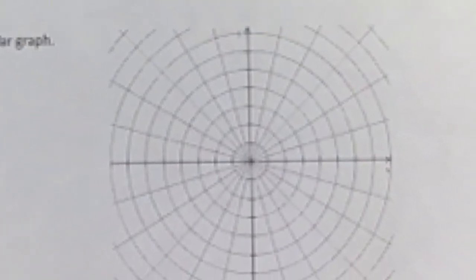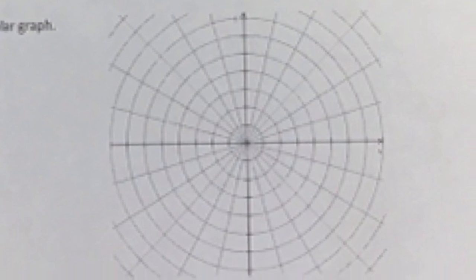We're going to plot them on this polar graph. So let's do some labeling. We have 1, 2, 3, 4, 5, 6, 7, 8. 8 full circles, but then we have a couple. This would be your 9 circle, and that would be your 10 radius circle.